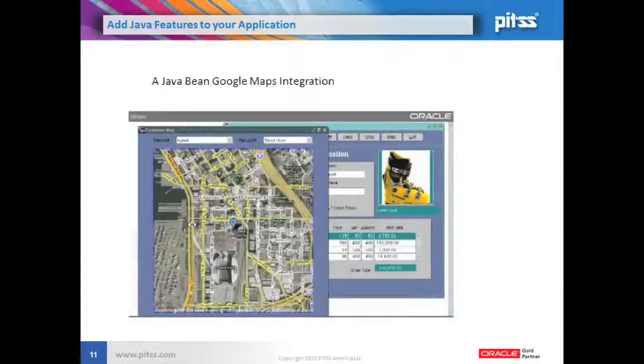So as an example for a Java Bean, I selected a Google Maps integration into a Forms application. So you can see here a Forms canvas, where a Java Bean is integrated, and it pulls the data from the Forms application and shows you where your customer is located in this case. So a map integration is a non-native element of Forms. So we extend the UI elements of Forms with the Java Bean.